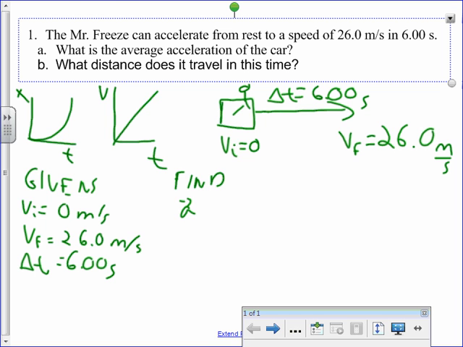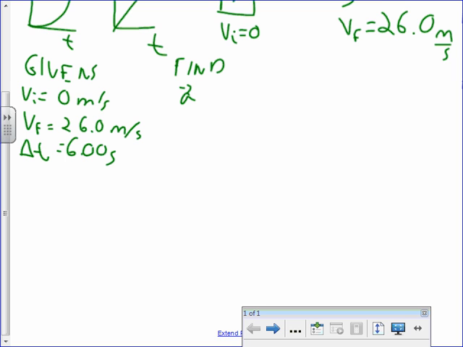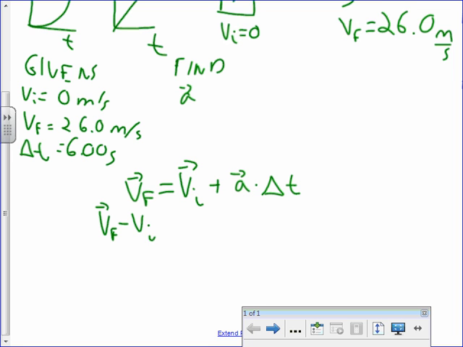There's a couple ways I can do this, but the easiest way is simply by taking the equation that my velocity final is equal to my initial velocity plus my acceleration times my change in time. I know that I'm trying to solve for my acceleration, so I need to get a by itself, which means I need to subtract VI from both sides and divide both sides by change in t. That's equal to my acceleration.